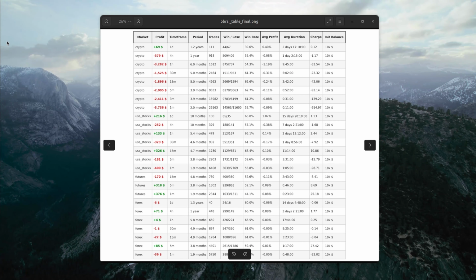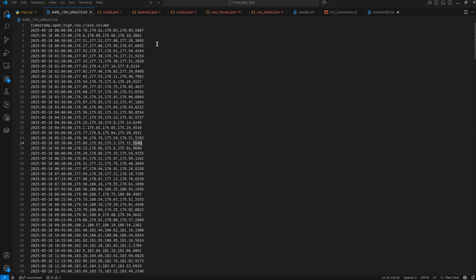And here is the results table after all the testing. I will explain to you in details what it is in the end of the video. We are going to check the performance of the strategy using backtesting, and here are a few words about what it is. So here is an example of Apple stocks file.